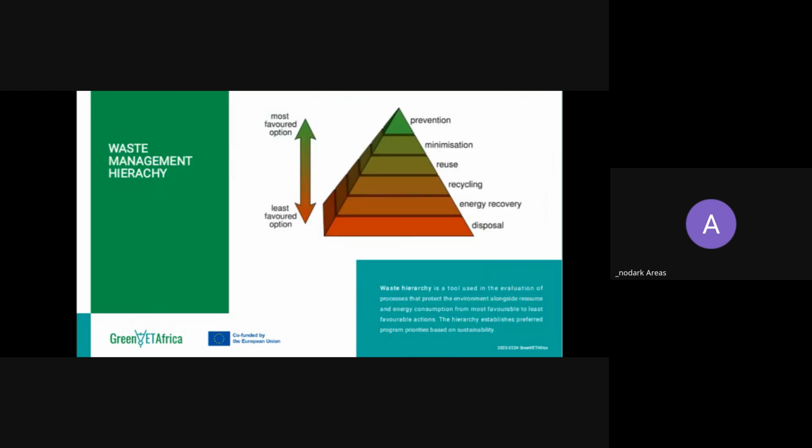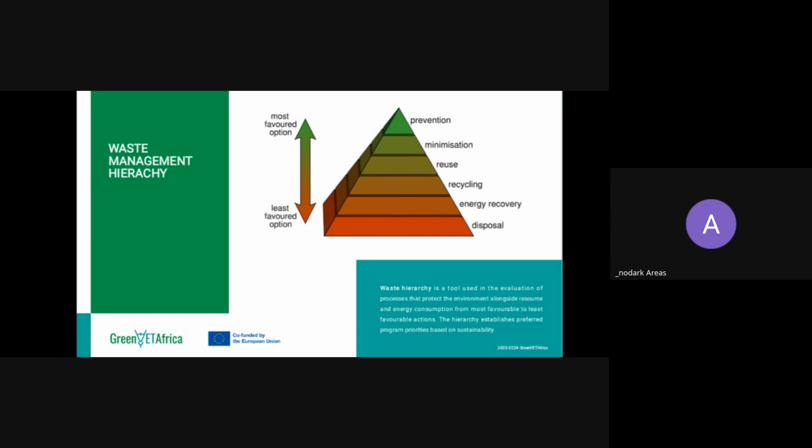So finally, let's look at the waste management hierarchy. This is the last one we'll be looking at for the class today. Now, when you talk about waste management hierarchy, like the word says, hierarchy simply means order. It means the order in which waste management practices, waste management activities are ranked. They are ranked from least favored option to the most favored option.